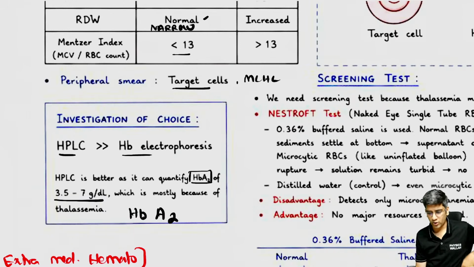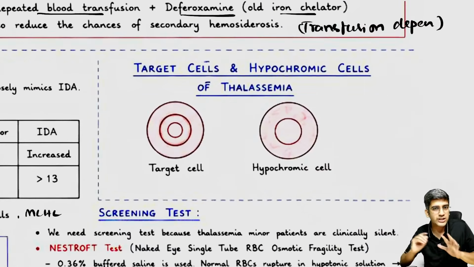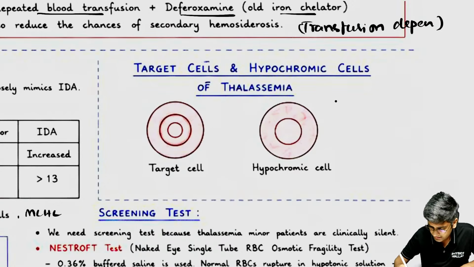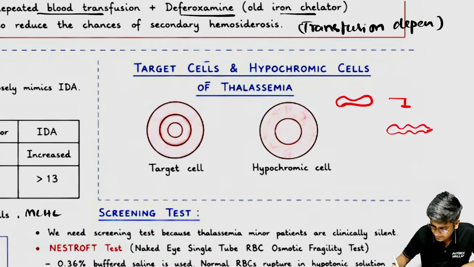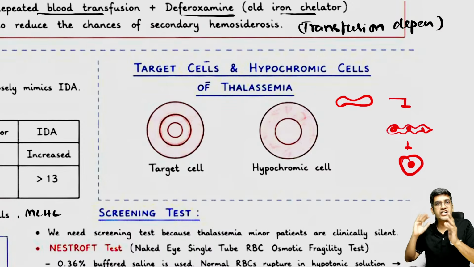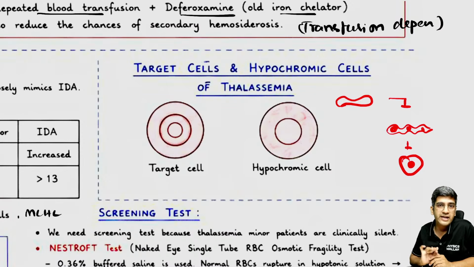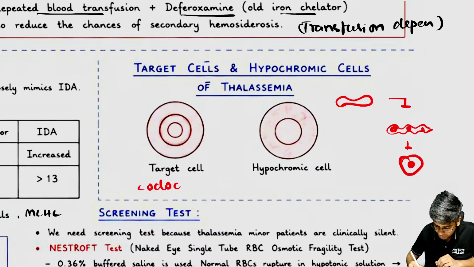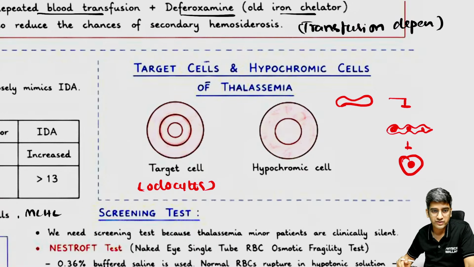I'll see HbA also, right? And target cell to a normal cell. A normal RBC is like this, biconcave. In case of membrane damage, I might have RBCs like this. Because of that, I have target cells. That's the reason for target cells. Irregular distribution of hemoglobin. Because of the membrane damage, you have target cells. Other name of target cells is codocytes. And the screening test for thal minor is NESTROFT. That's an important screening test.